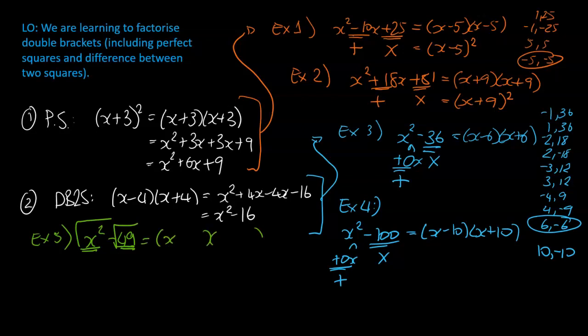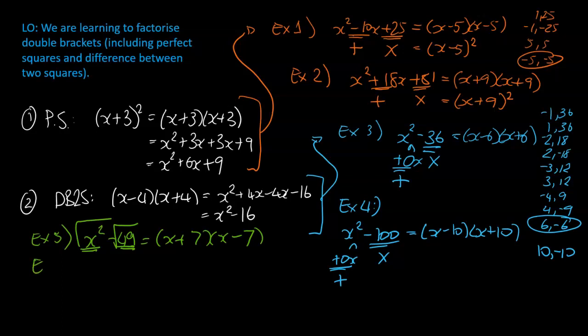In our case, the square root of x squared is x, which is where we get our two x's from. We then do the square root of the second part. In this case, the square root of 49 is 7. So we're going to do 7 and 7. And because they're both squares, we're going to do plus and minus.